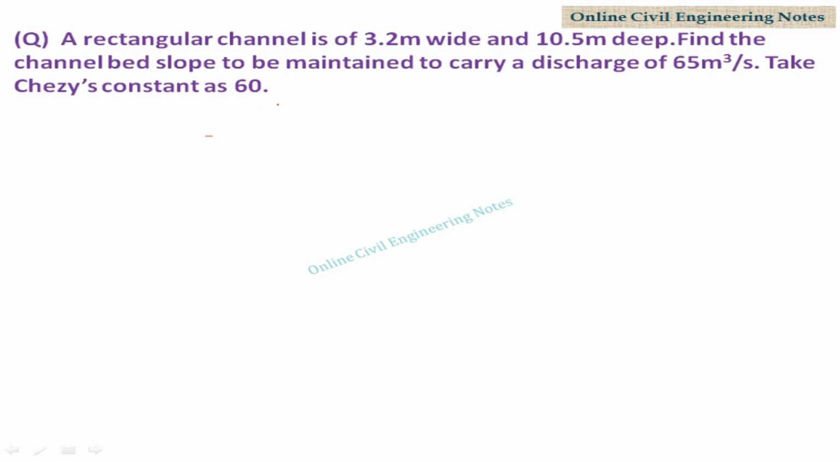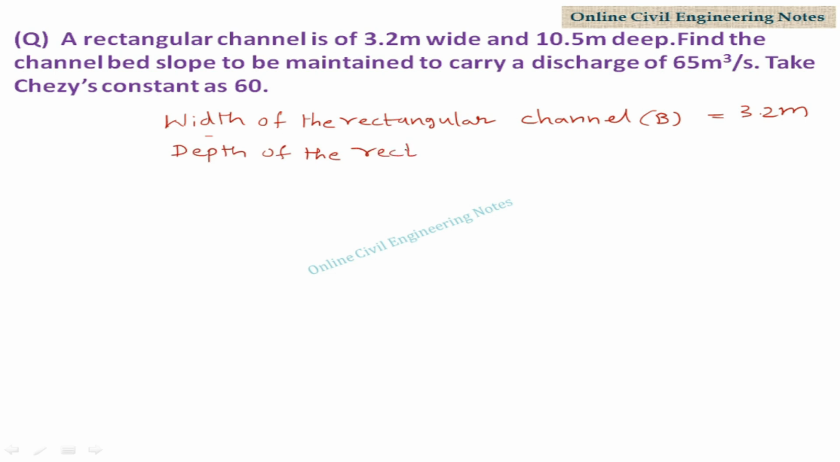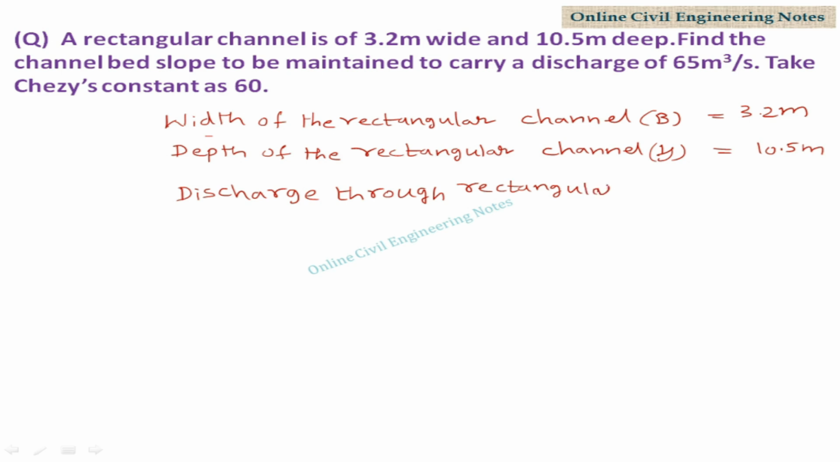Width of the rectangular channel is 3.2 meters. Depth of the rectangular channel is equal to 10.5 meter. Discharge through the rectangular channel is 65 meter cube per second. Chezy's constant is equal to 60.